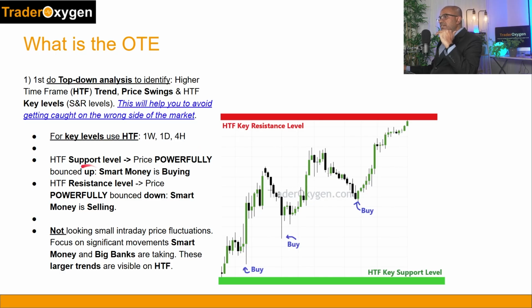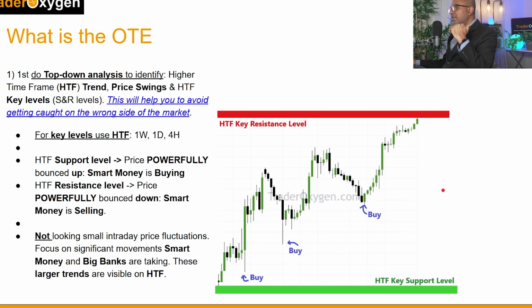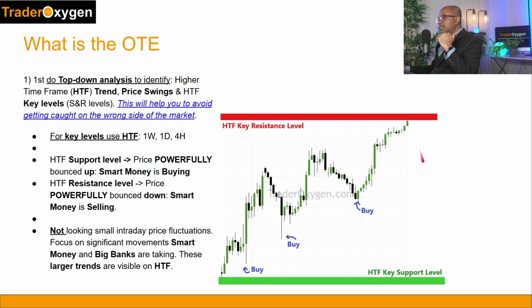That's because let's say you have a higher time frame support level. When you see the price strongly pushing away from it, powerfully bouncing up, then there's a chance that smart money and big banks are buying. Then from a higher time frame resistance level, if you see the price pushing powerfully down, then behind that there's a chance the smart money and the big banks are selling.